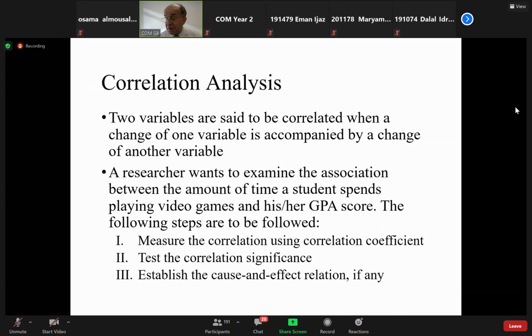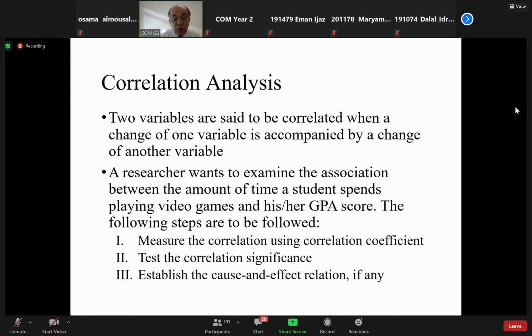Luckily, there is a method in statistics called correlation analysis that can measure the correlation between two variables. First, it tests the correlation. We use something called the correlation coefficient. It tells you whether the relationship is positive or negative and how strong the relationship is. Is it strong, weak, or is there no relationship?